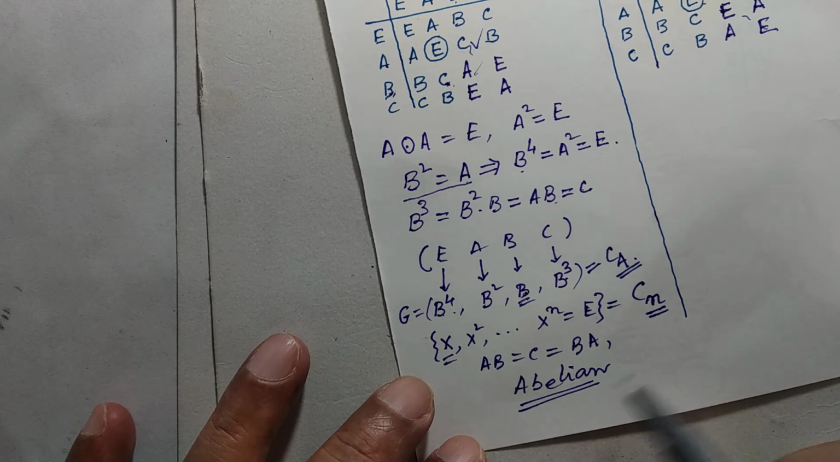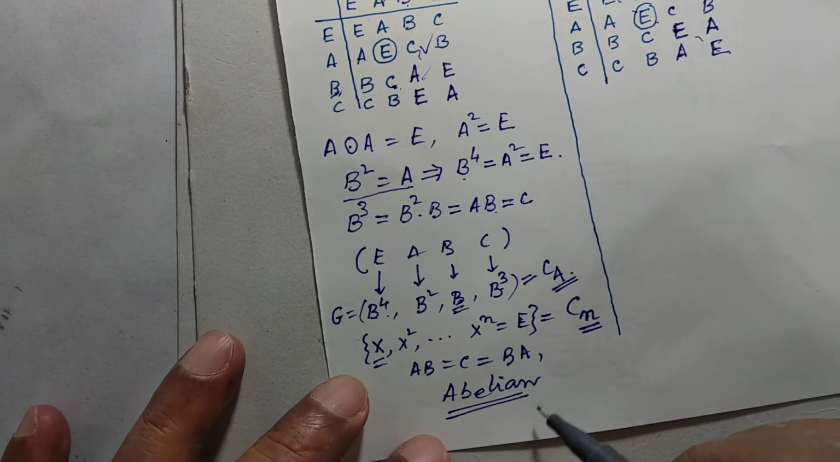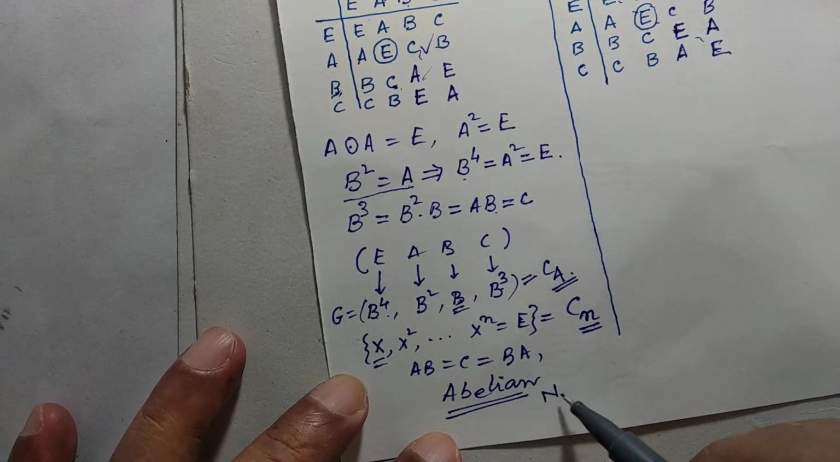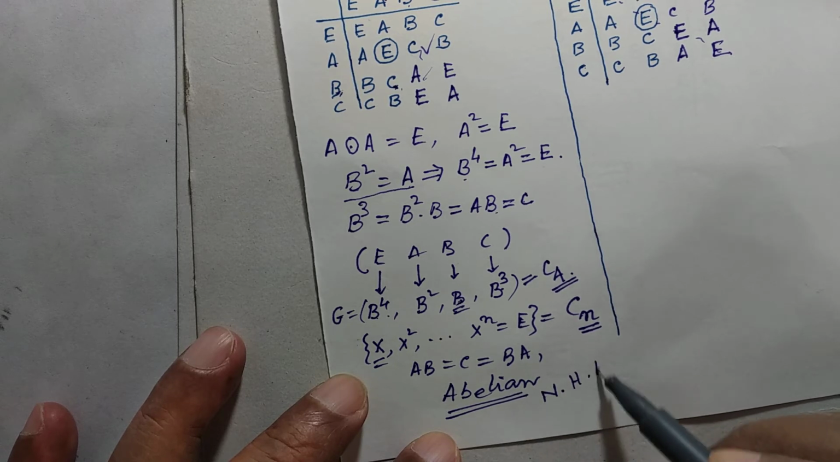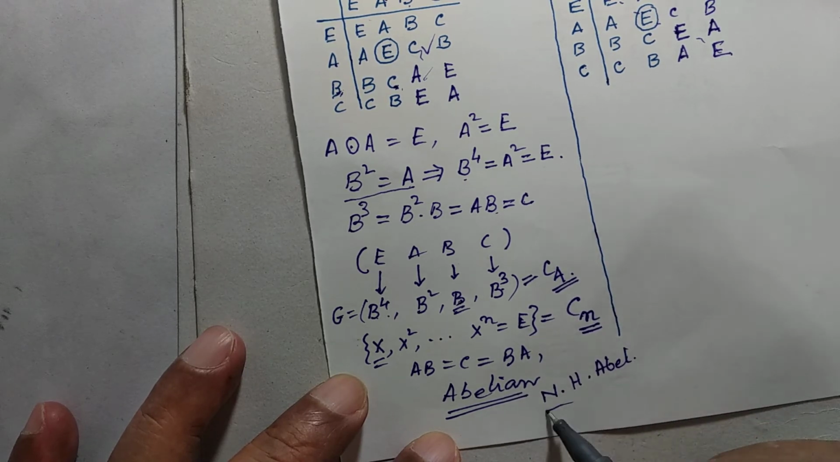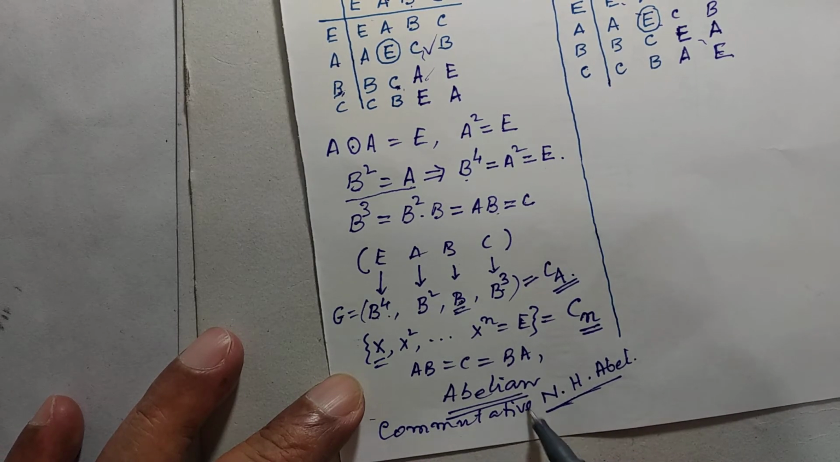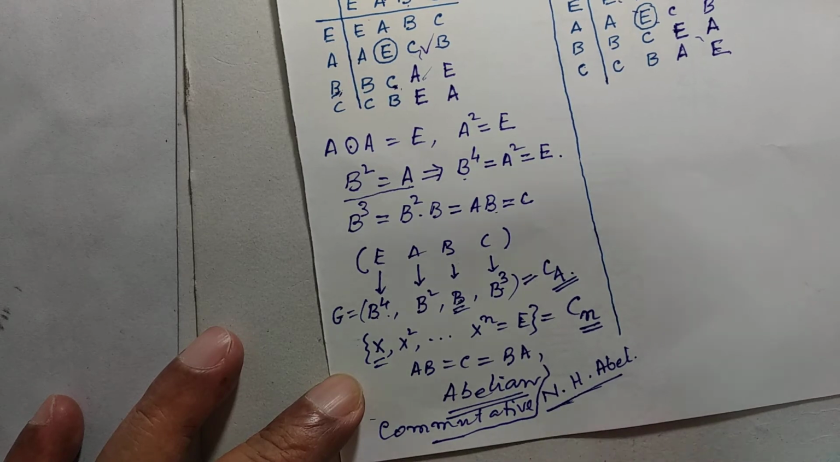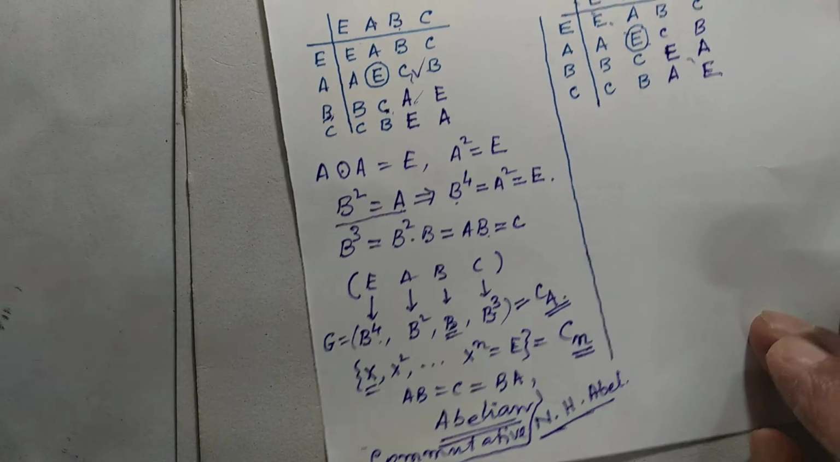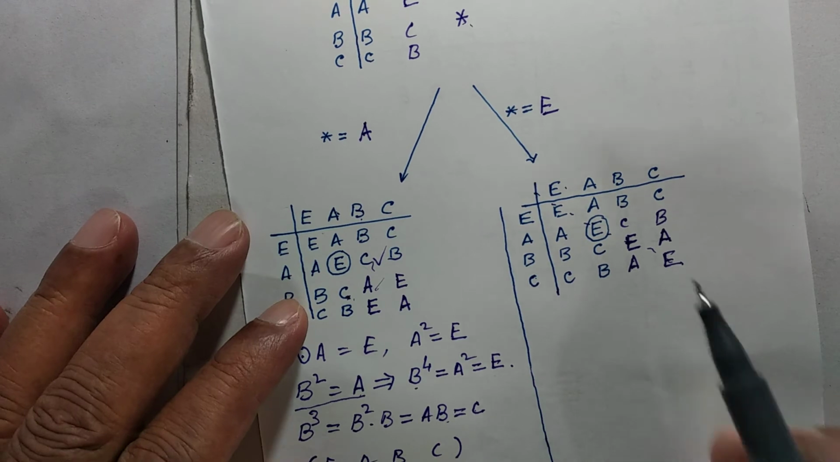Abelian group. This name is derived from the name of the mathematician N.H. Abel. All commutative groups are called abelian groups. Now come to this case.